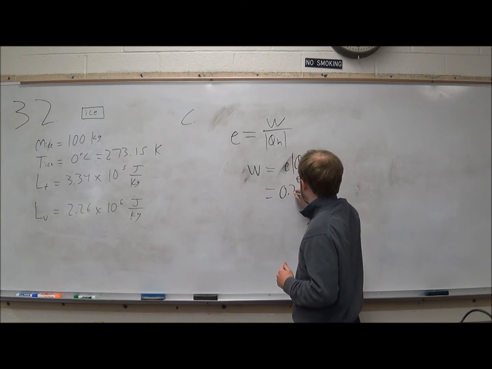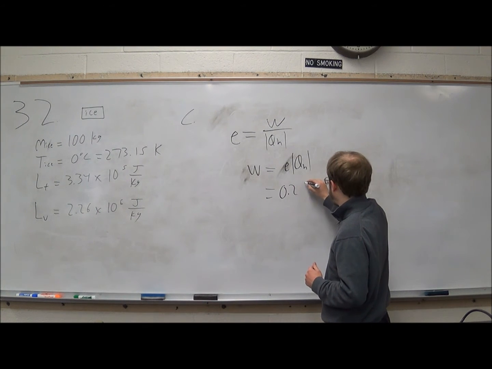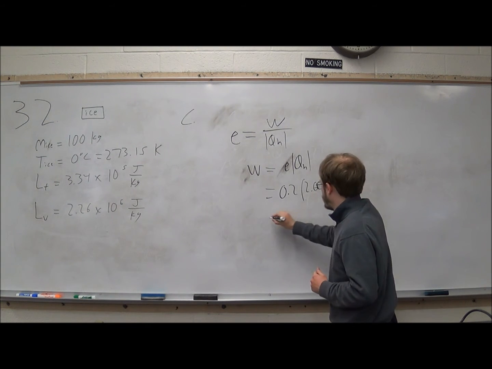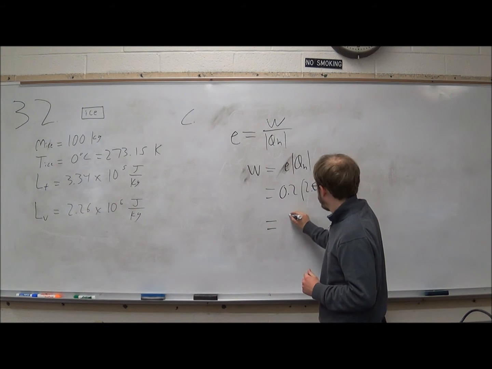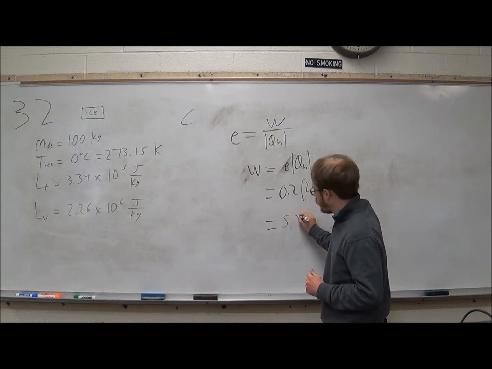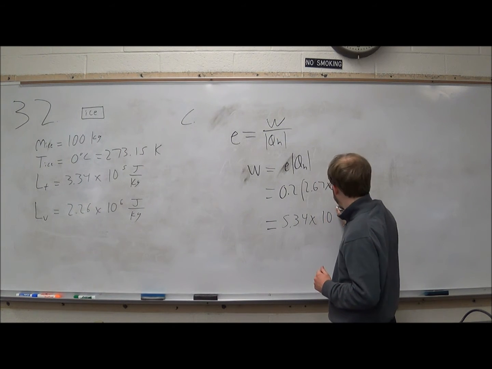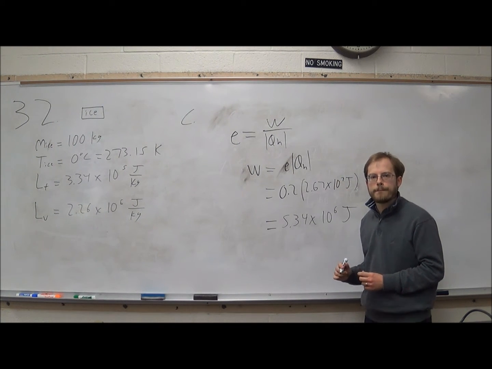Efficiency here is just 20%, which is the same thing as 0.2. QH, we already found what that is. That is 2.67 times 10 to the 7 joules. And so we end up with a work of 5.34 times 10 to the 6 joules. And that's how you solve the problem.